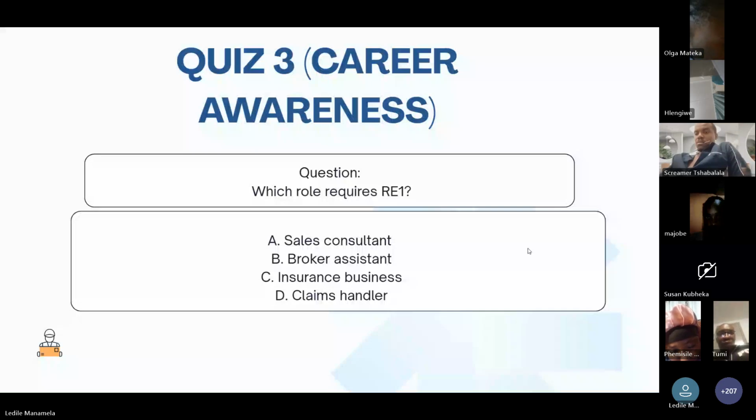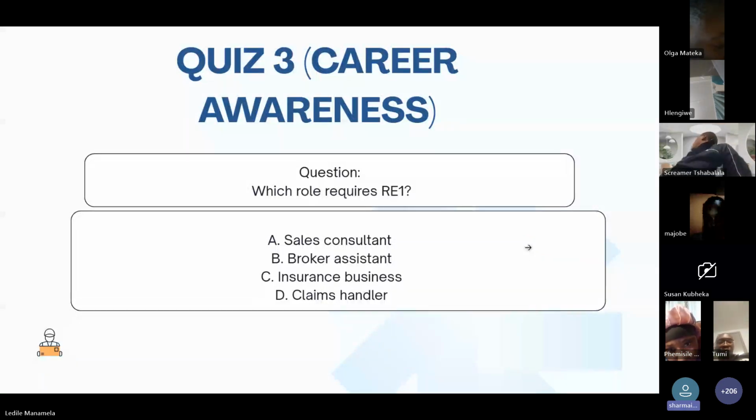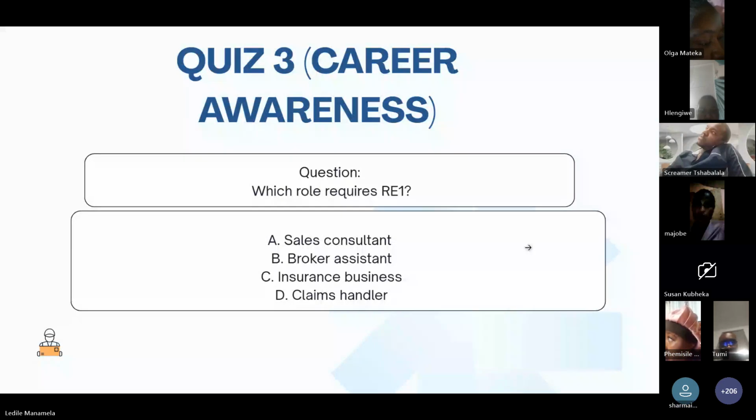Yes, we can hear you. Okay, number D, I think is a key individual because it's a claim handler. So I think it's the one which is on the higher level, which needs RE1. And then I think it requires you to do the RE1.